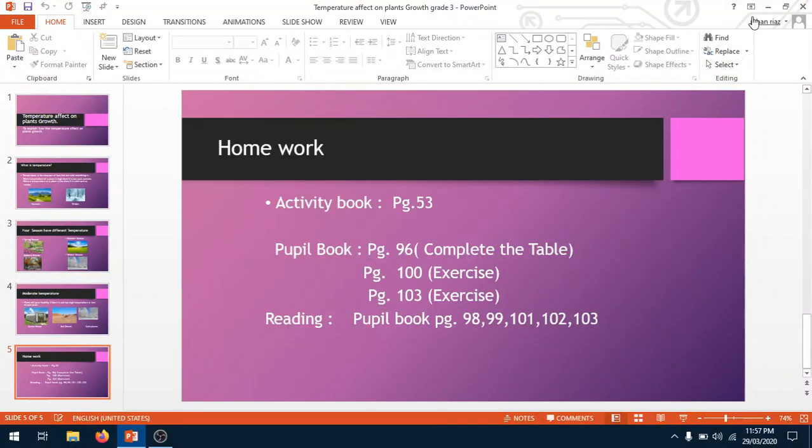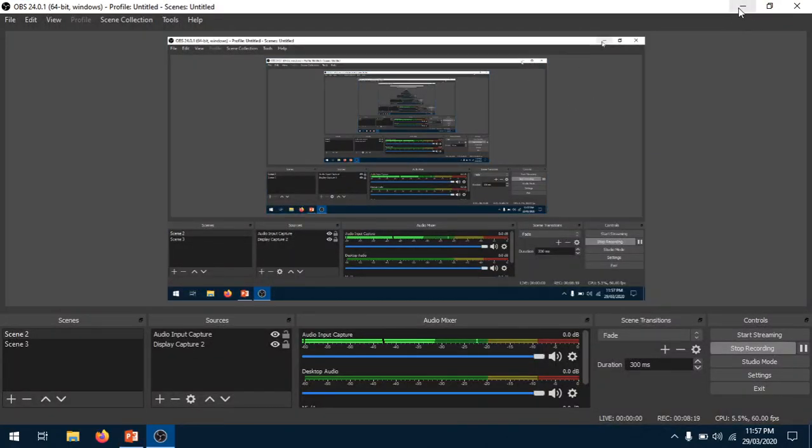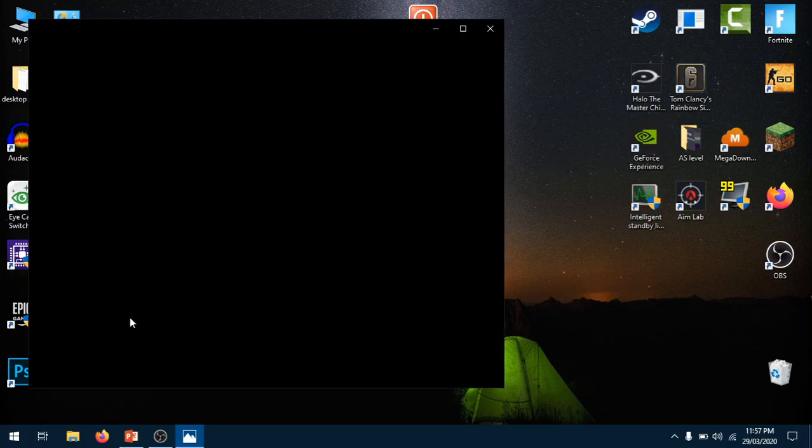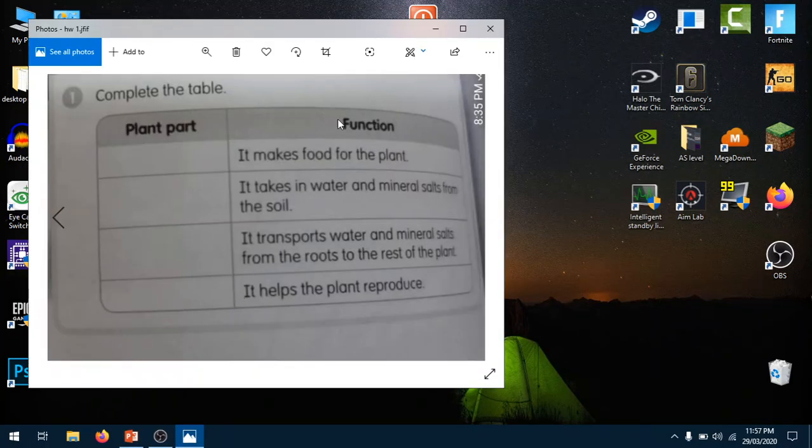Now I will show you what you will do in the homework, which is page number 100. This is the exercise in your pupil book. How will you do it? This is the function: it makes food for the plant. So which part of the plant makes food for the plant? You will write the name of the part of the plant.